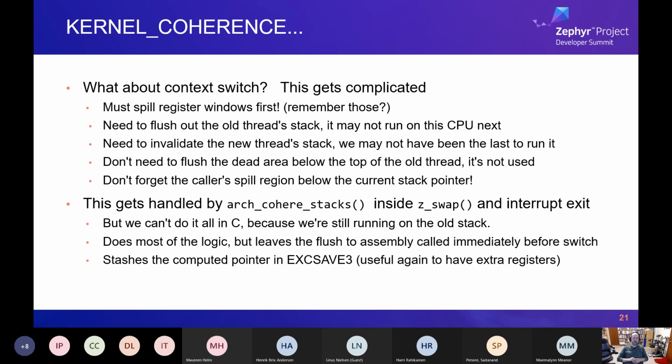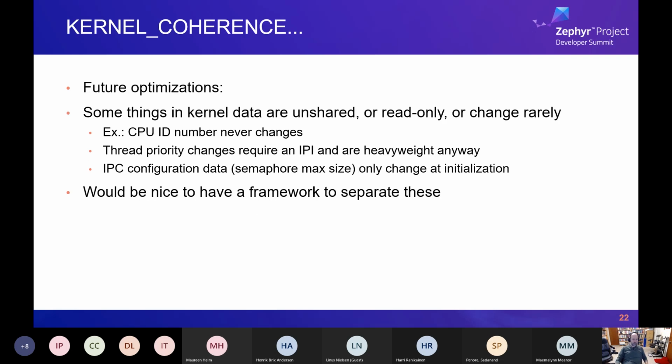Remember that? We've got extra scratch registers that are available. And then in the assembly code, immediately before the context switch or the interrupt return, it will then do an enumeration and do the actual flush. There's some ideas for future optimization. I'm actually going to skip that since we are 4 minutes over.